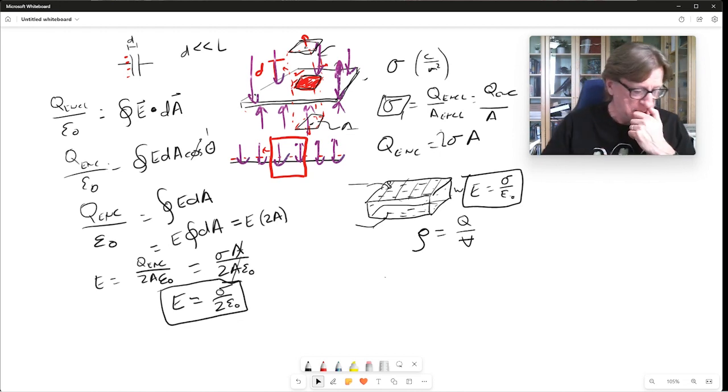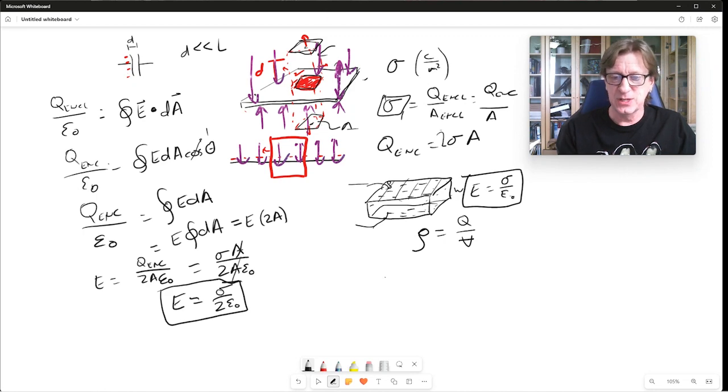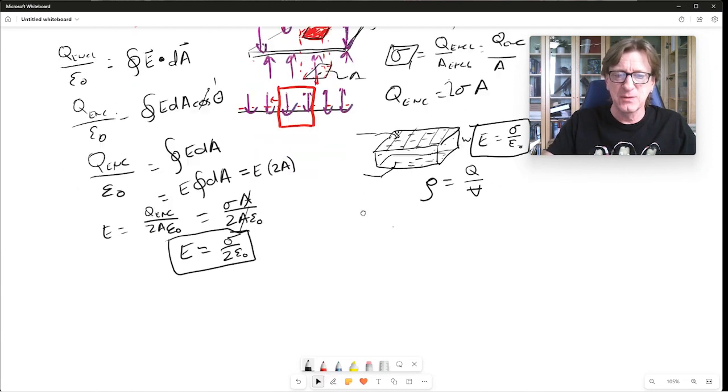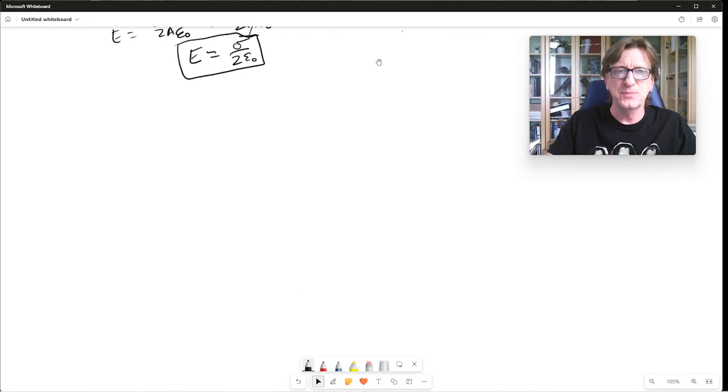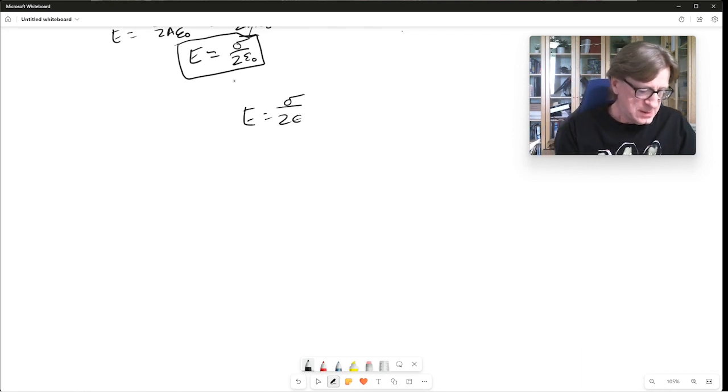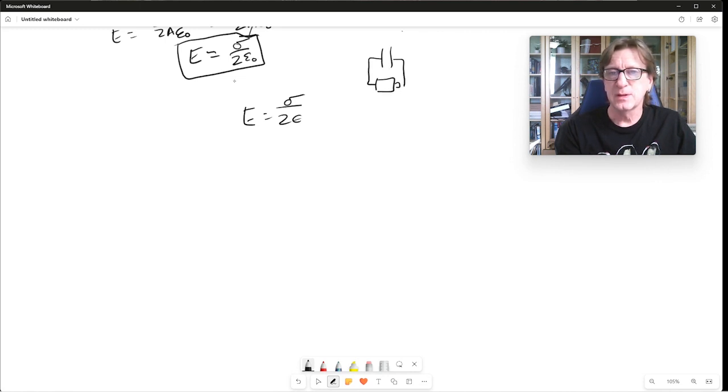Okay, all right, so let's analyze what we've got with this expression. Let's move the rest of this off the page for a minute and copy it down a little more neatly. So we've got E is sigma over 2 epsilon naught. Okay, so here's my circuit. I've got my capacitor, and it's connected to my battery like this.